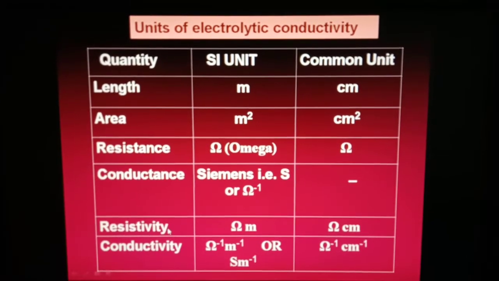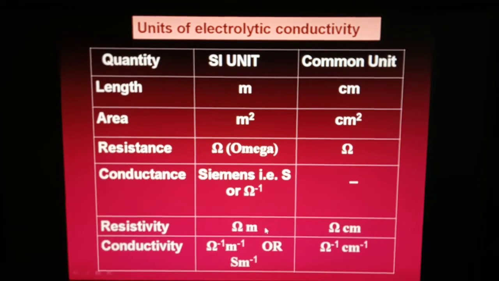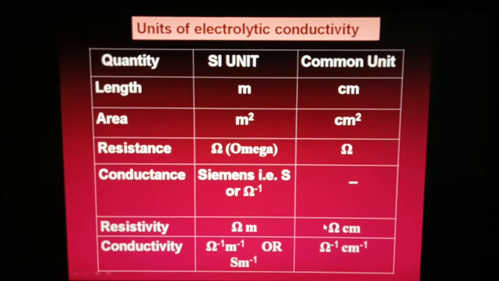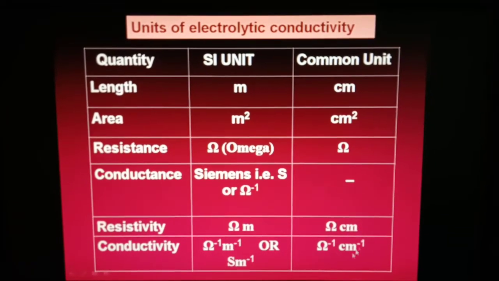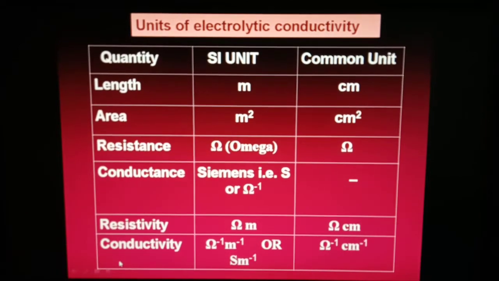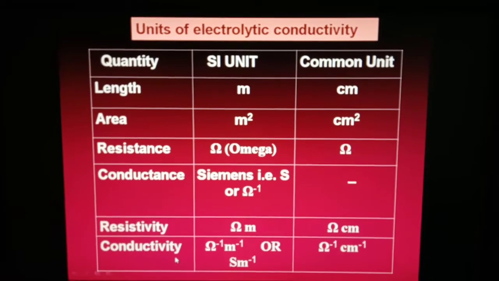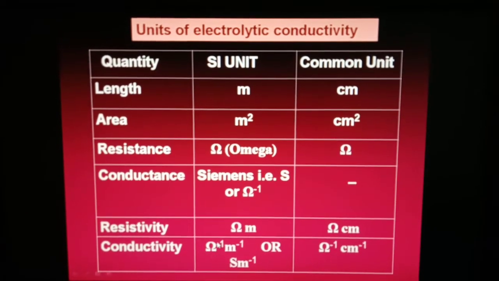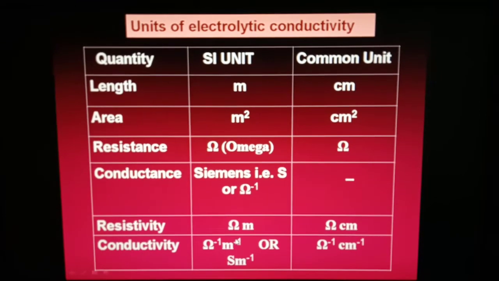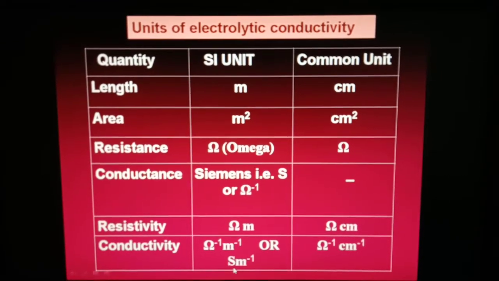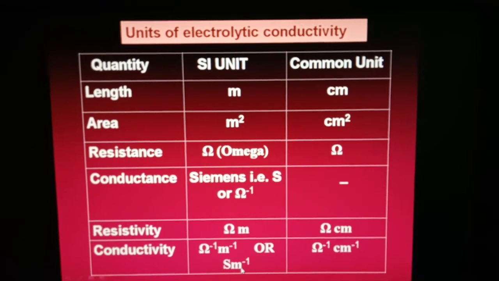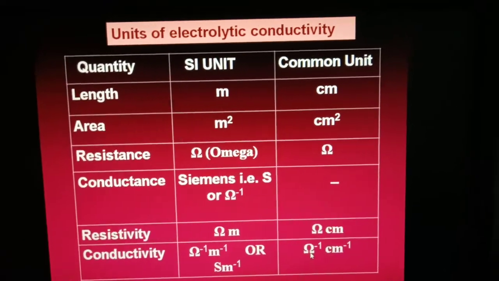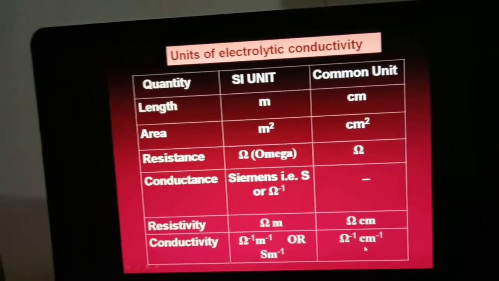Next term is resistivity. SI unit is ohm meter, common unit ohm centimeter. Another term is conductivity. SI unit is per ohm per meter or Siemens m raised to minus 1. Common unit is per ohm per centimeter.